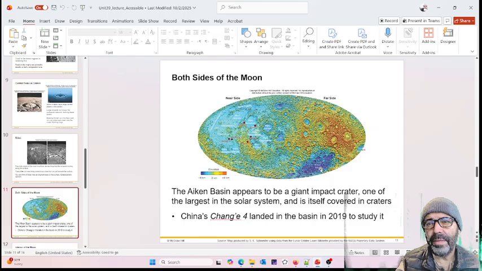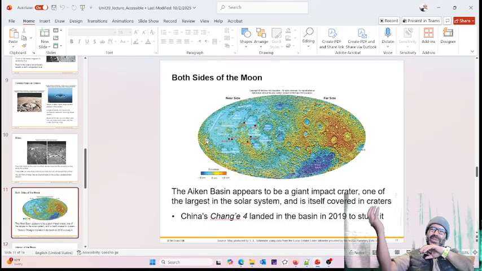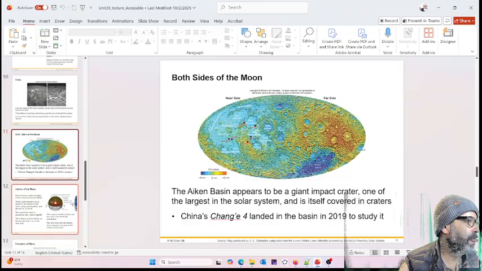Again, the fact that we call it the far side doesn't mean that it doesn't receive sun. It does, and it's also impacted, except that probably, because of the synchronization, most of the debris was falling on one side from the Earth than on the other side. So that's probably what happened to the surface of the moon.